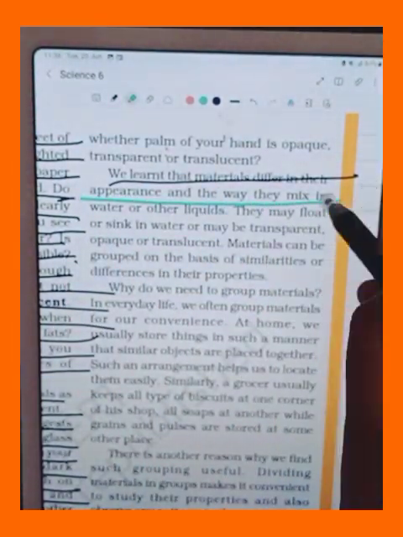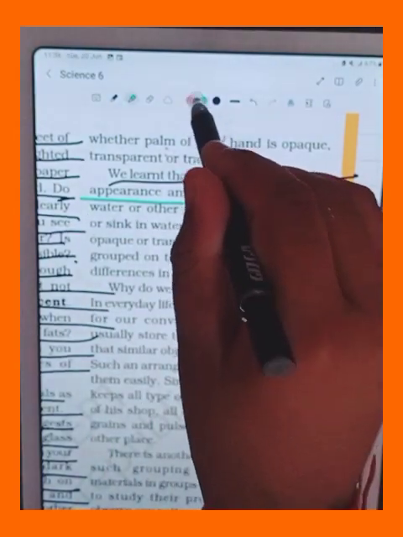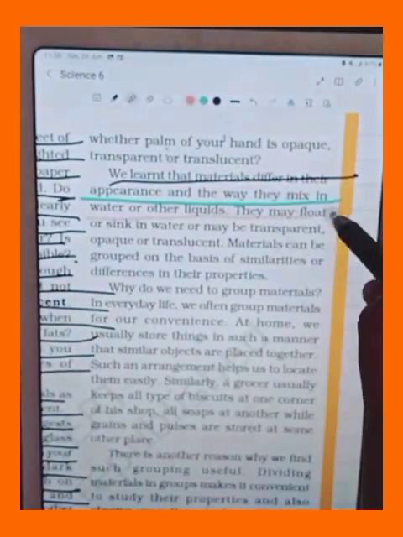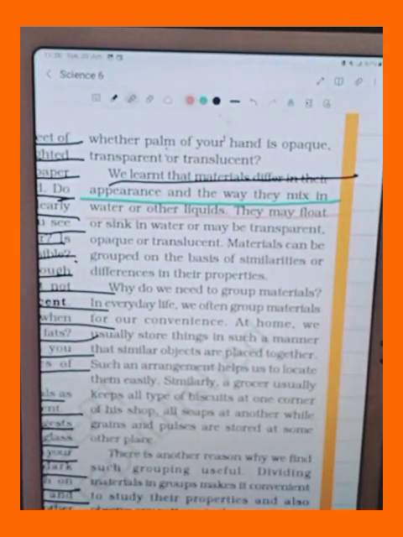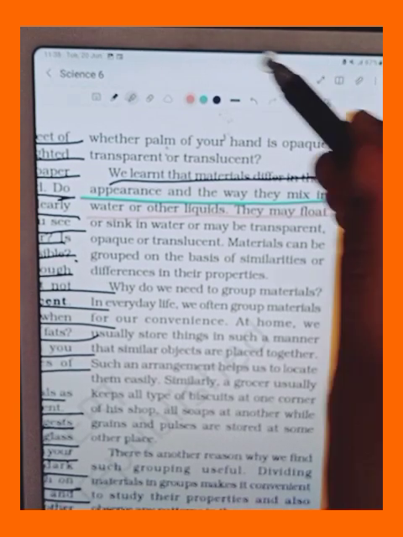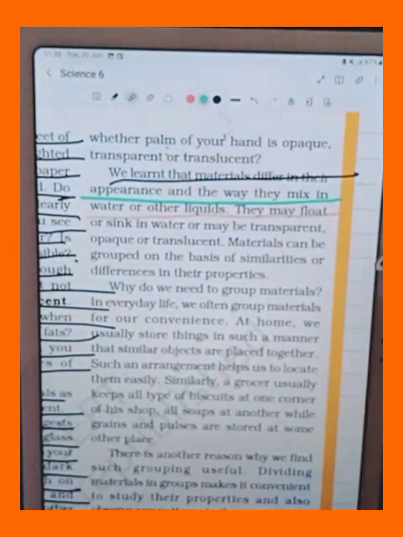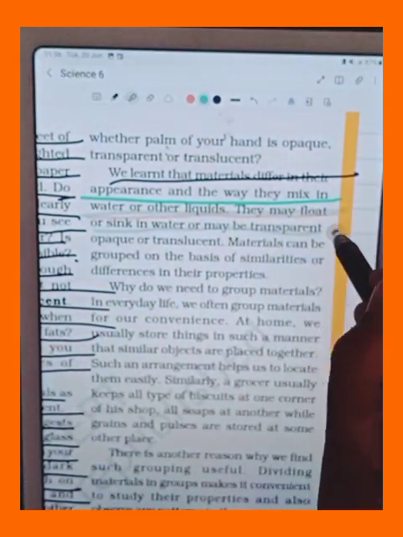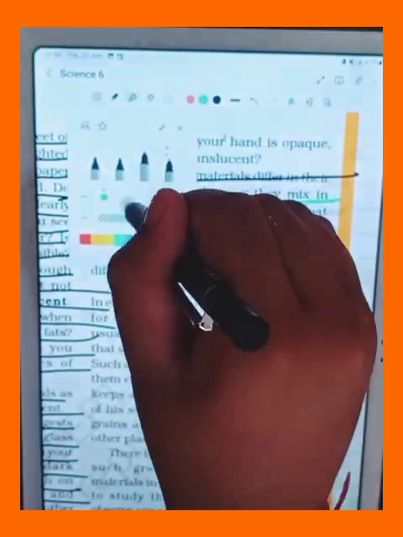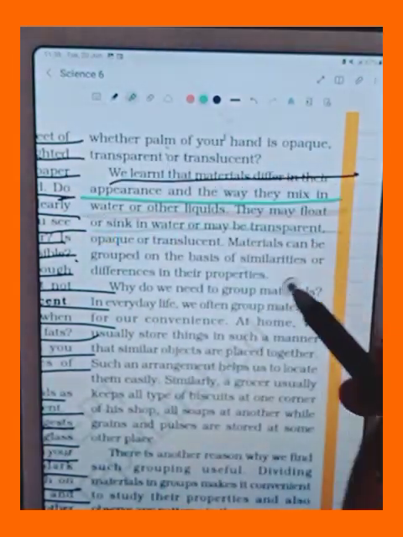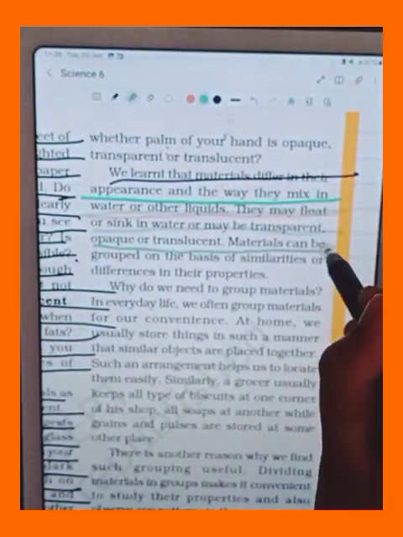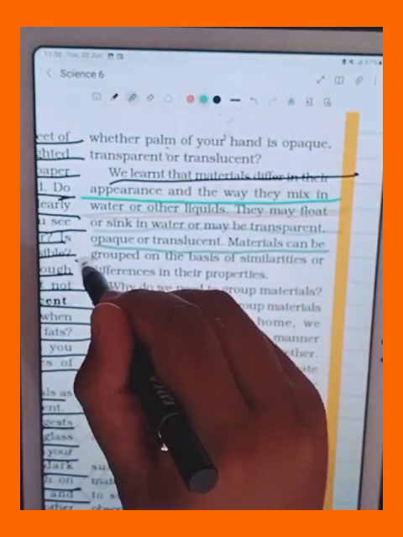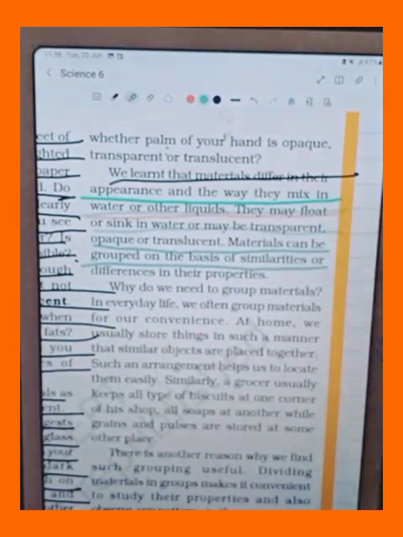Appearance, the way they mix in water or other liquids. They may flow. They may float or sink in water. They may be transparent, opaque or translucent. Materials can be grouped on the basis of similarities or differences in their properties. Yes, they can be grouped.